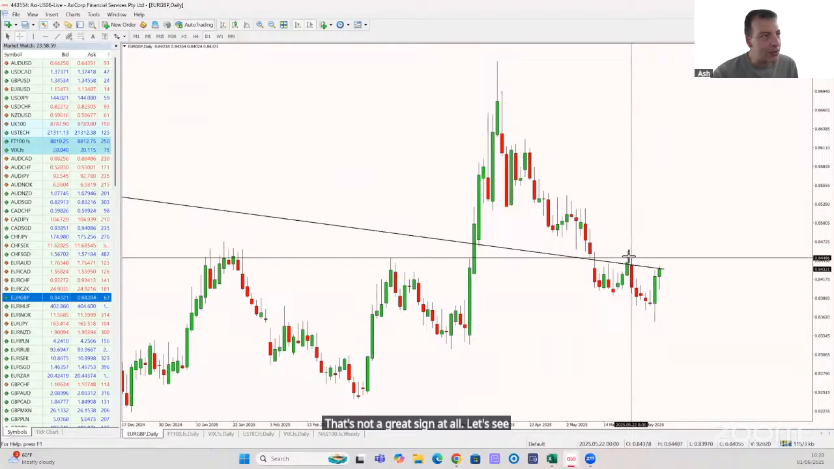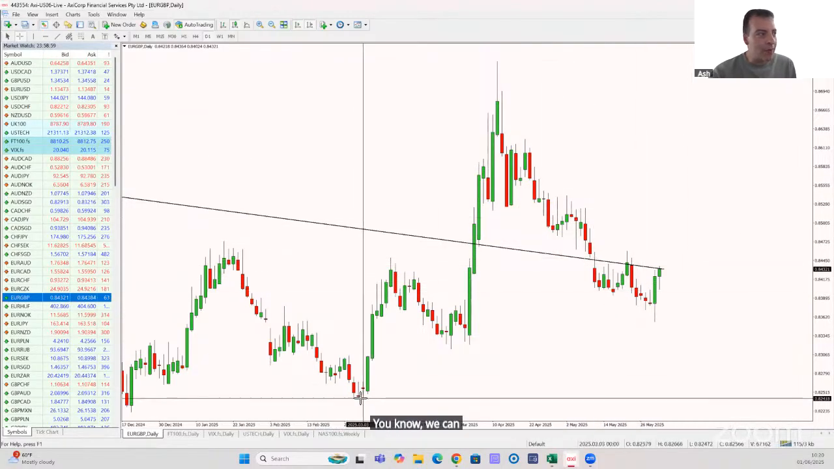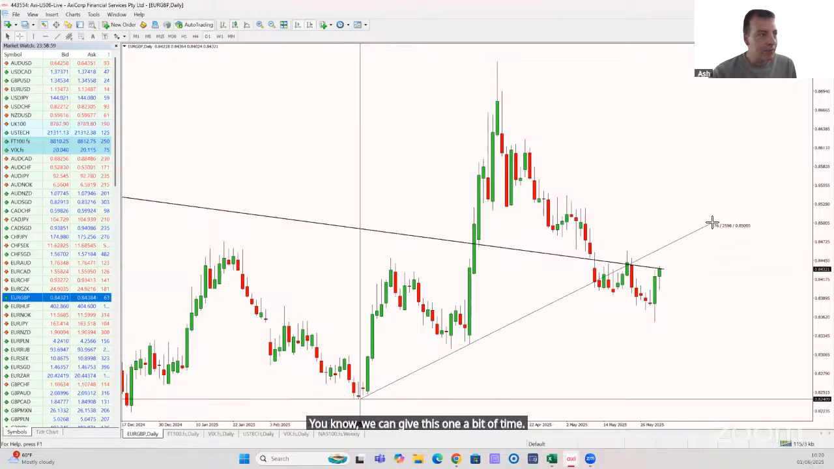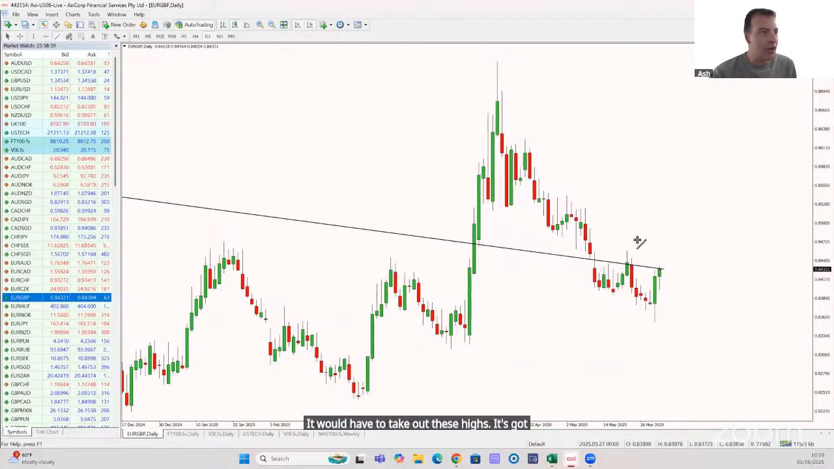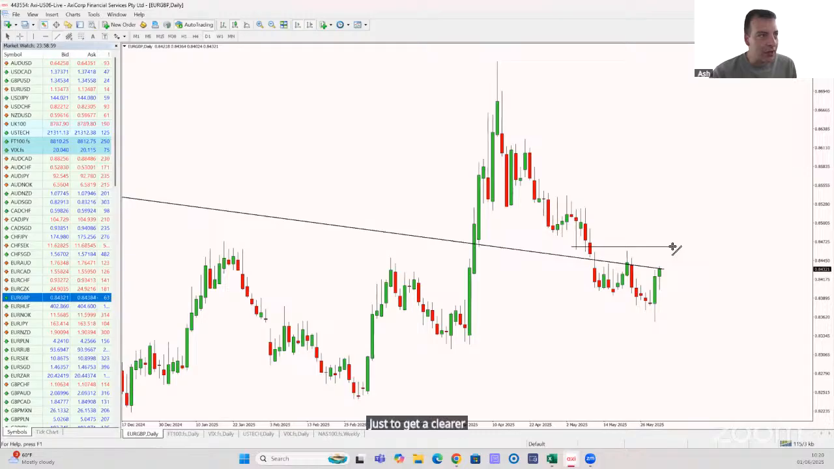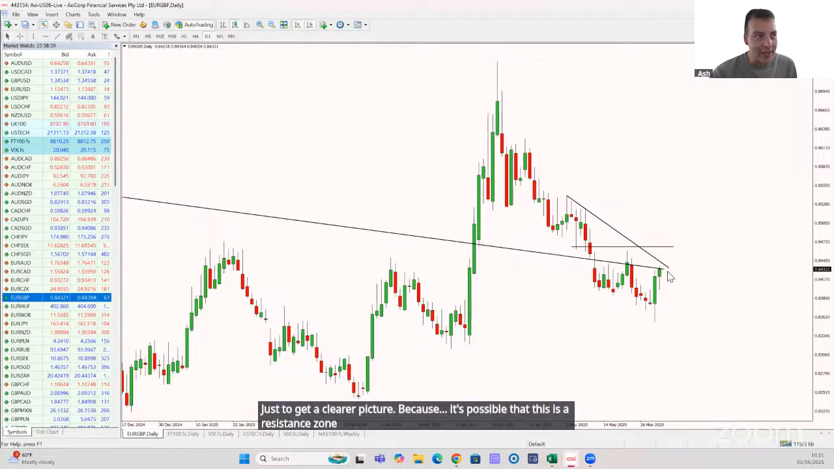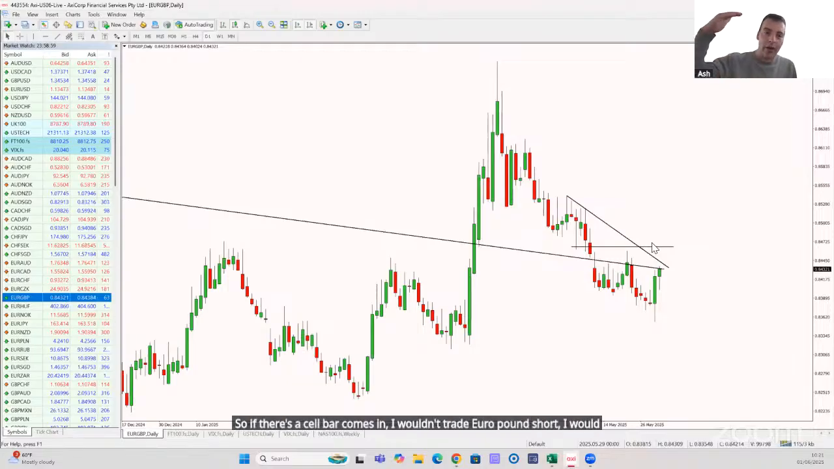Let's see what the daily's suggesting. Well, we can give this one a bit of time. It would have to take out these highs, but this one I would wait on just to get a clearer picture, because it's possible that this is a resistance zone, but we haven't got a sell bar. So if a sell bar comes in, I wouldn't trade euro pound short. I would look for the pound as my long trade.